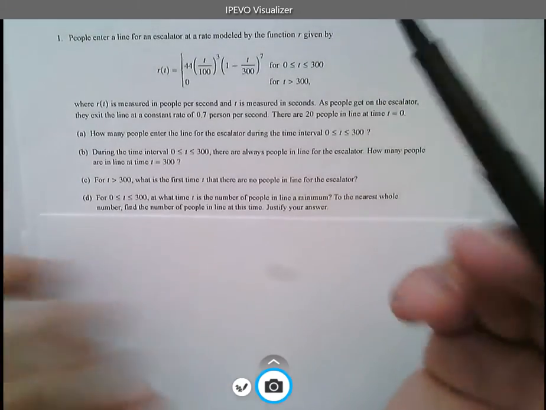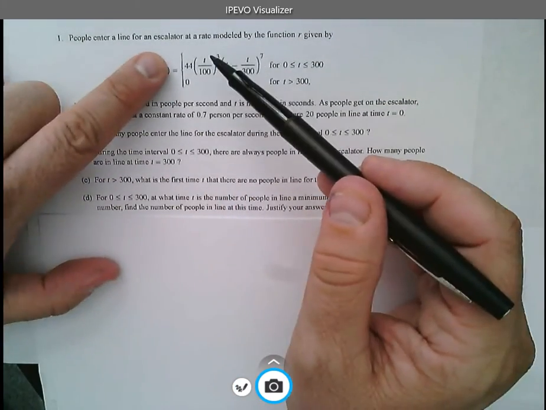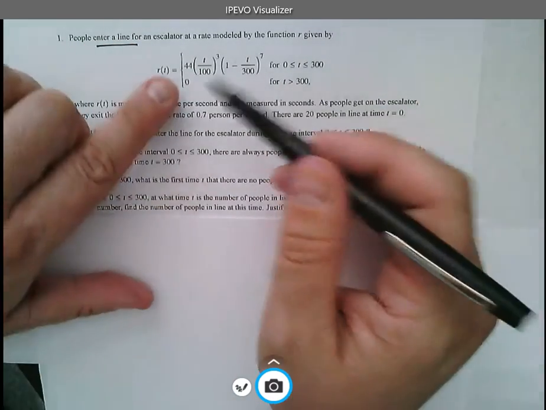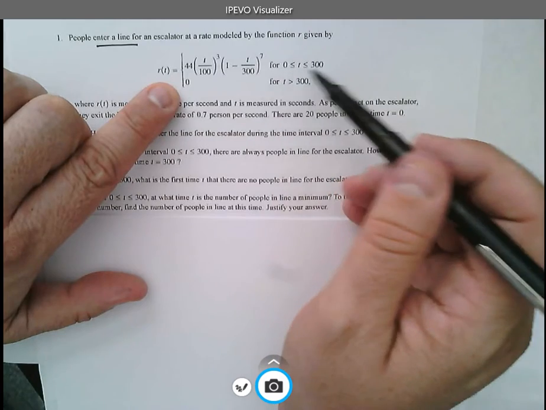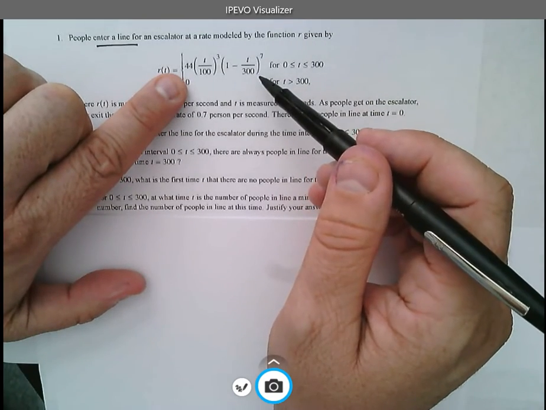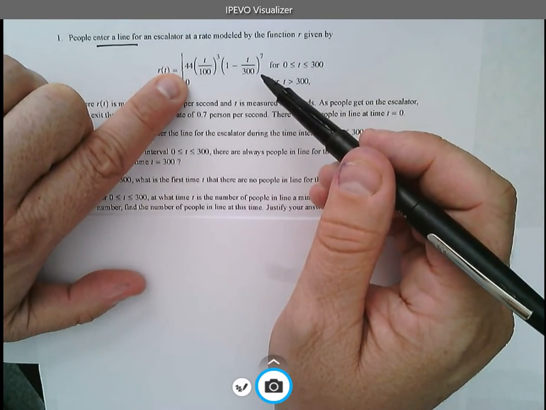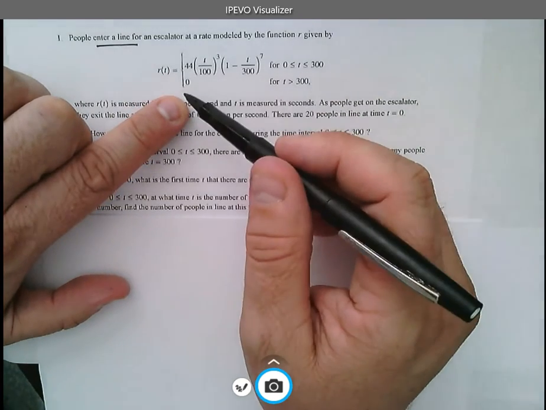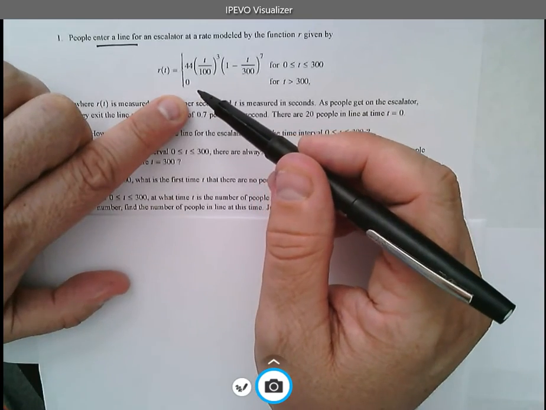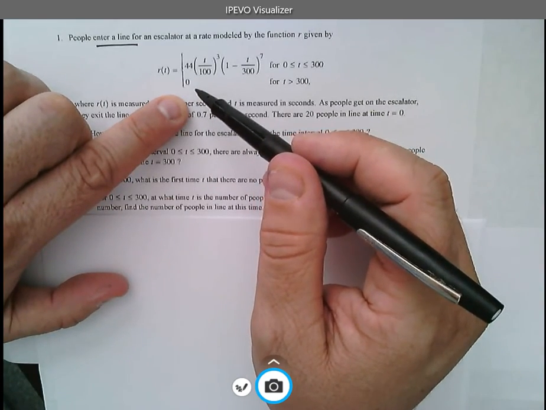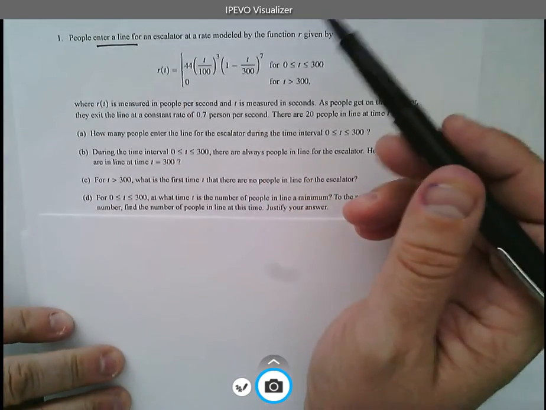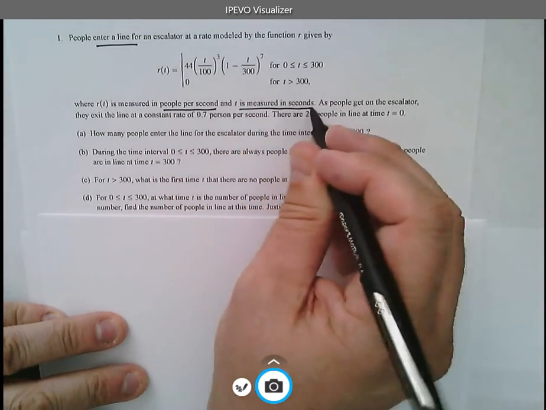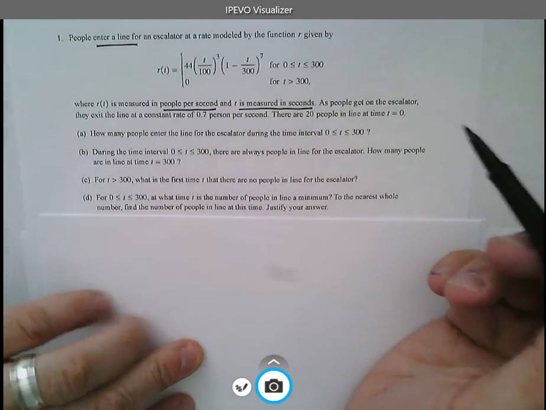Let's think about that for a second. People enter a line for an escalator at a rate modeled by this function below. From 0 to 300, we have a rate, and that rate is some function. And as soon as time is greater than 300, it's 0, meaning there's no more people, or that people are getting on the escalator at a rate of 0. R of t is measured in people per second. T is measured in seconds. These units are all probably going to be important.